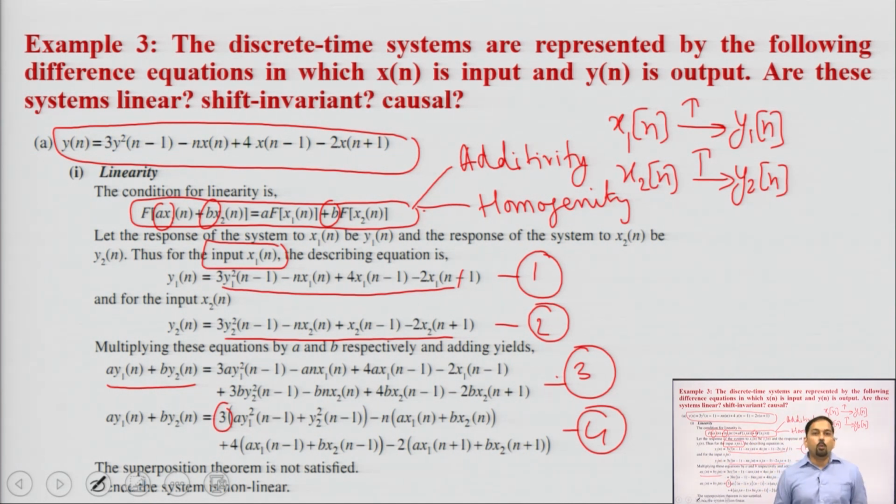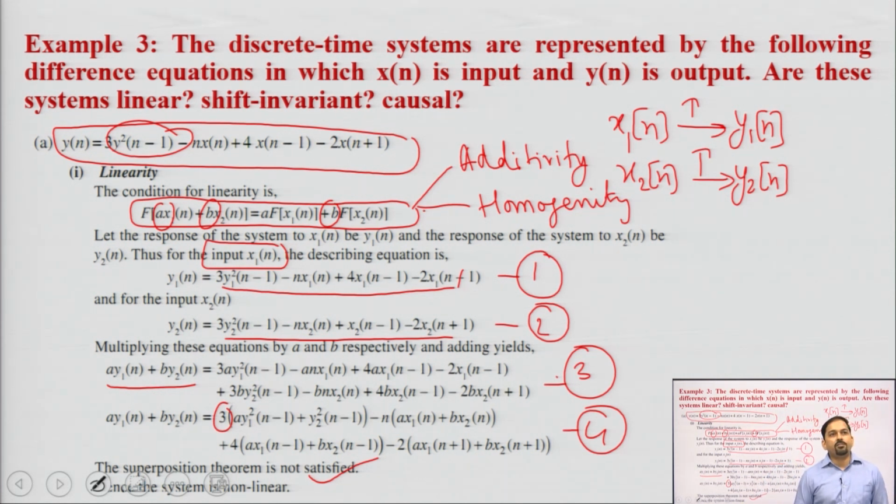Now, we have to verify whether this right hand side is equal to the left hand side or not. We can clearly see here that we are having a square y square. If we put y1[n] + y2[n], we are getting y1² plus y2² plus 2 times something like this, which will definitely not be equal to this particular equation number 4. So, we can say that the superposition theorem is not verified here, and the system is said to be a non-linear system. This is a very important condition to verify.